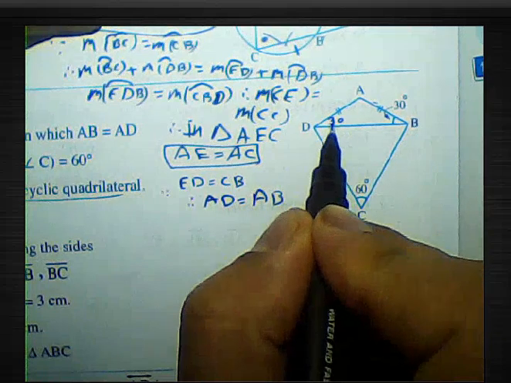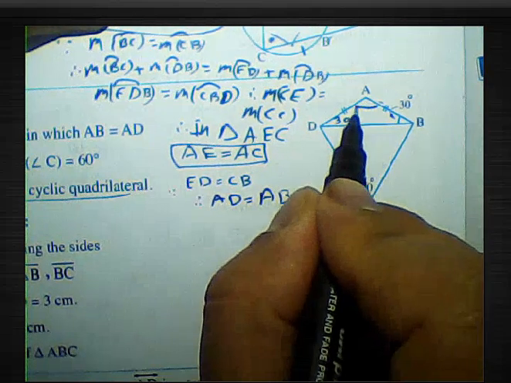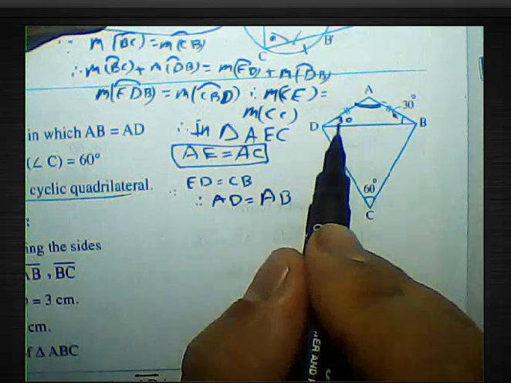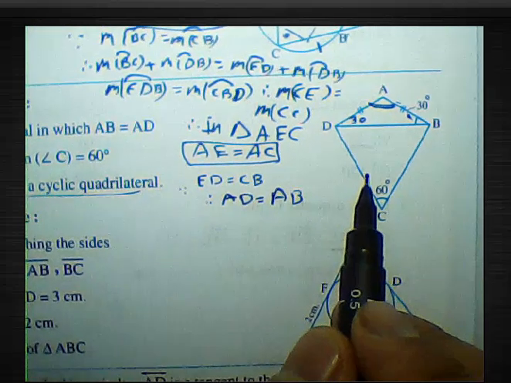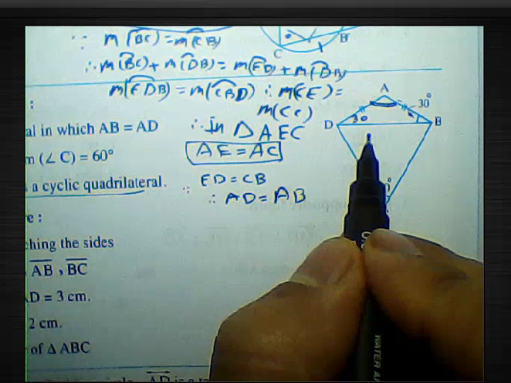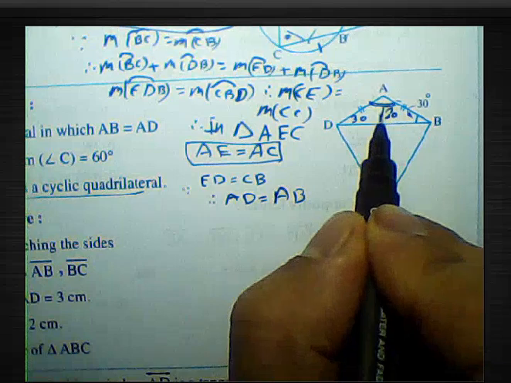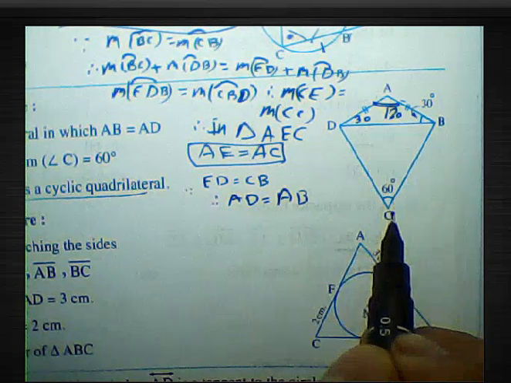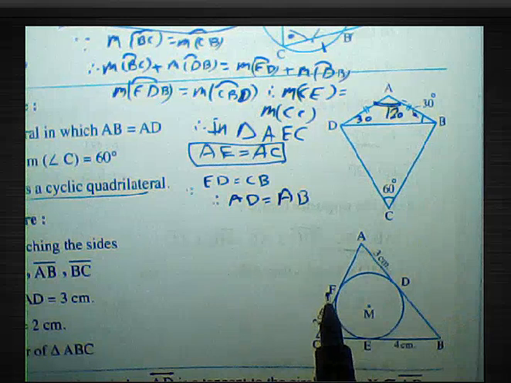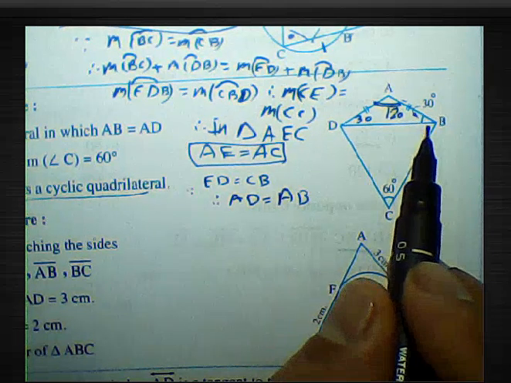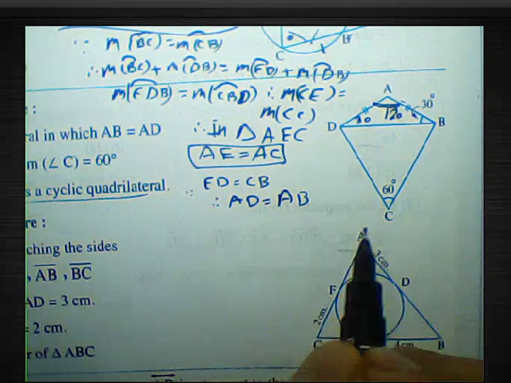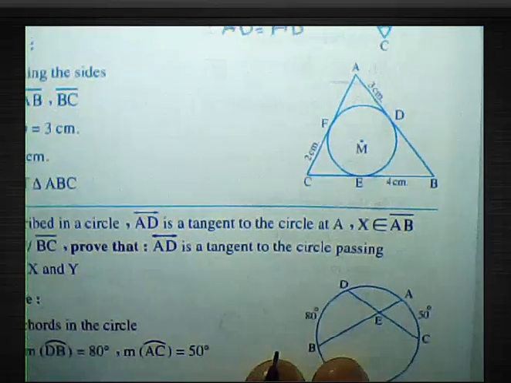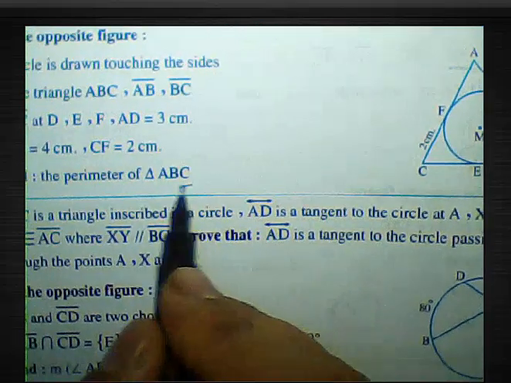The measure of angle D equals 30 degrees. You can find the measure of angle A in this triangle by adding 30 plus 30 and subtracting the result from 180, because the measure of interior angles of any triangle equal 180 degrees. Then measure of angle A equal what? 30 plus 30 equals 60. 180 minus 60 equal 120 degrees. Such that measure of angle A plus measure of angle C equal 180 degrees, and this figure ABCD is a cyclic quadrilateral because measure of angle A plus measure of angle C equal 180 degrees.